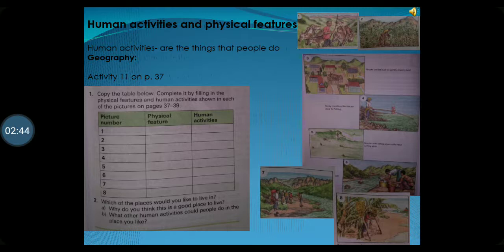Then at number 2, which of the places would you like to live in? And then why do you think this is a good place to live? And what other human activities could people do in a place like this?